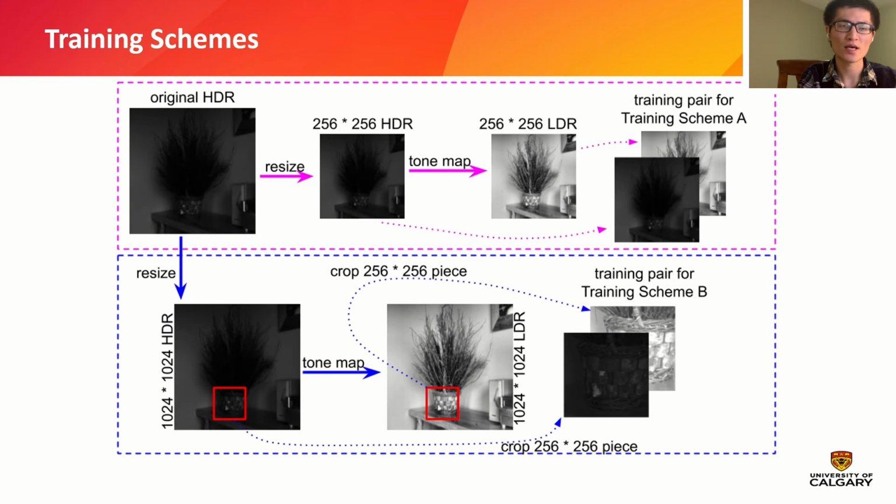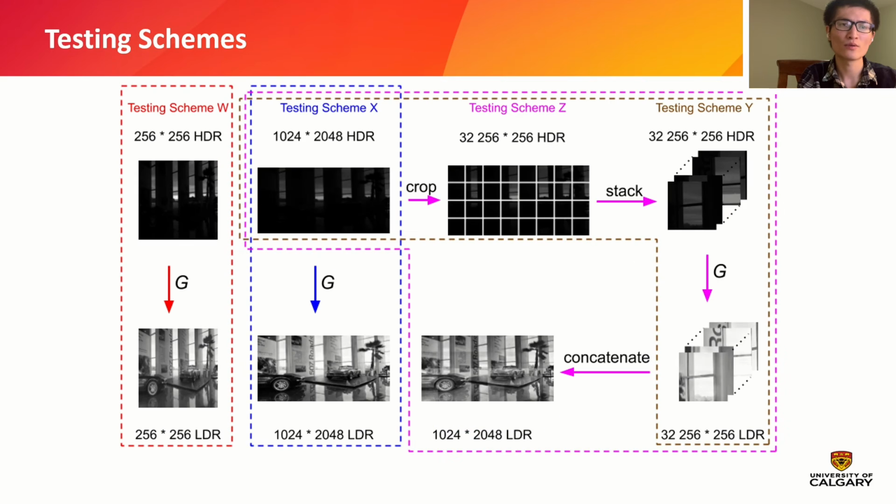In training scheme A, we resize the original HDR images into 256 resolution to train our adTMO. In training scheme B, we resize the original HDR images into 1024 resolution and crop 256 resolution regions to train adTMO. For training scheme C, we combine training databases from A and B to train adTMO. We deploy 4 different testing schemes to evaluate the effectiveness of adTMO.